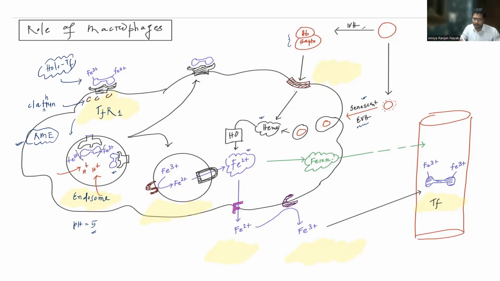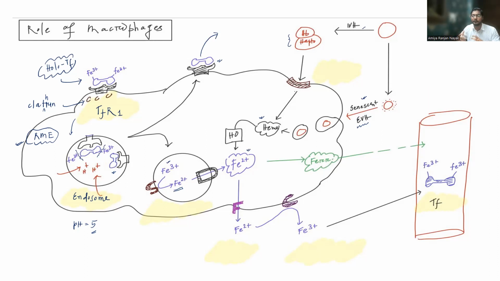Okay, so once they are separated, this receptor transferrin complex can go to the cell surface, from where again this transferrin molecule can go into the circulation, and whatever is left inside the endosome is just the ferric molecule. Now this ferric molecule can be converted to ferrous form, because only the ferrous form can be transported out of this endosome. Ferric form cannot be transported out of the endosome, so it has to be converted to ferrous form.